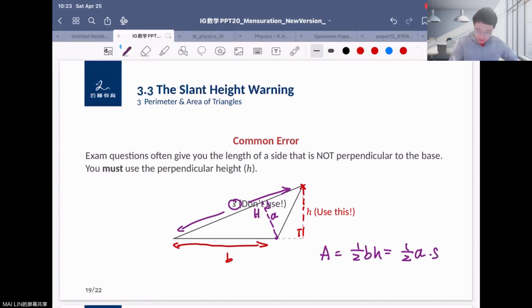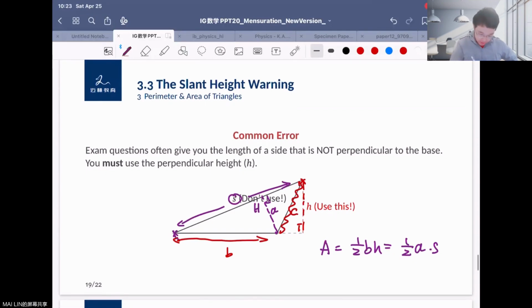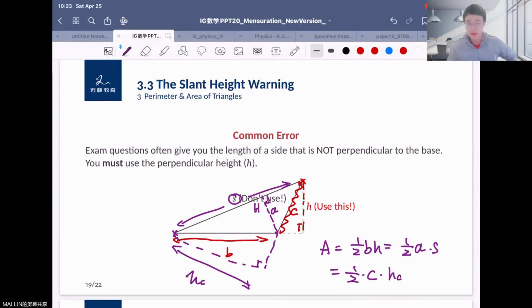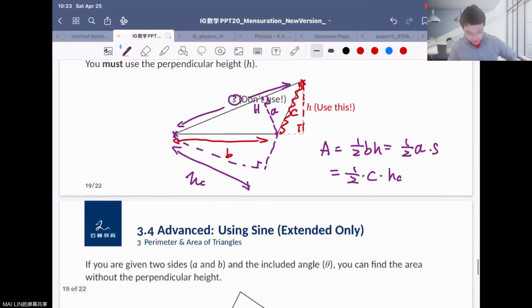If we consider the base C as our base, the opposite point is this point, the purple dot. Then you can draw a perpendicular line from the purple cross, and that is a new height, HC, okay? So the area can also be written as a half times C times HC. That is how we can calculate the area right here.